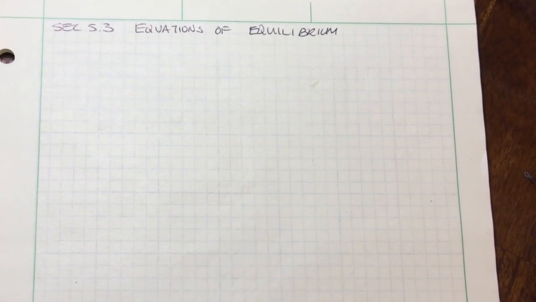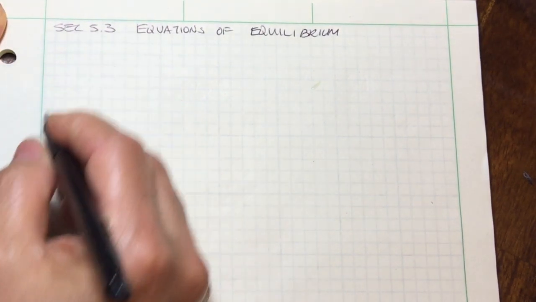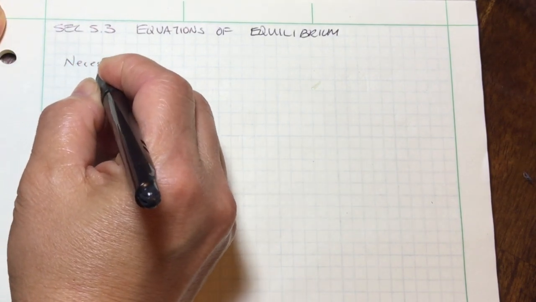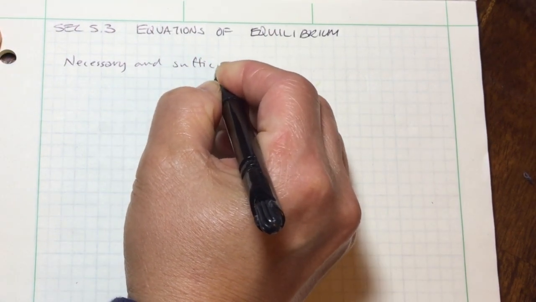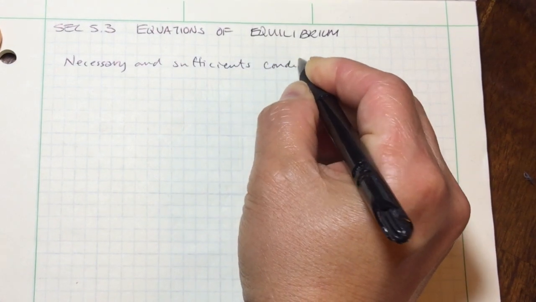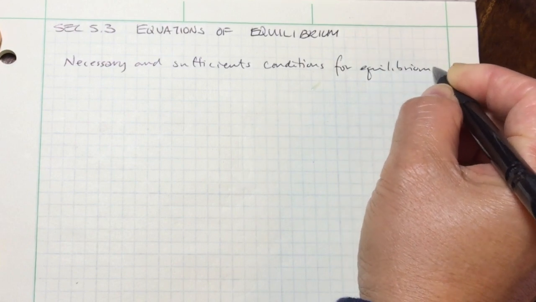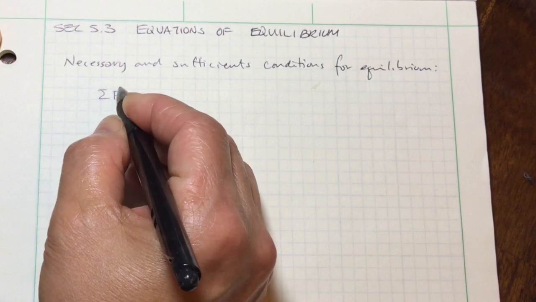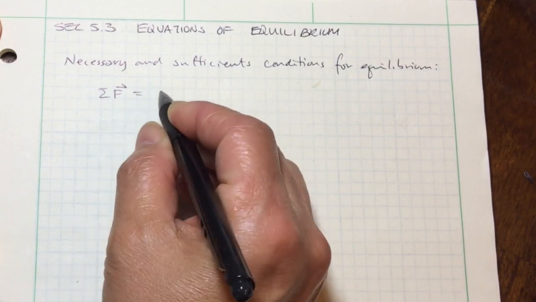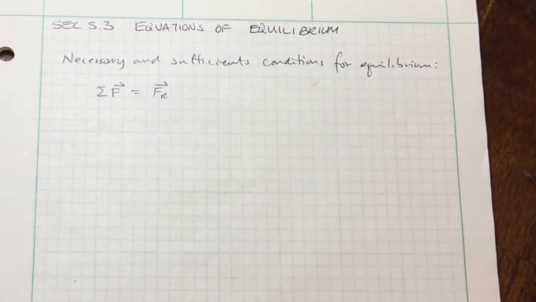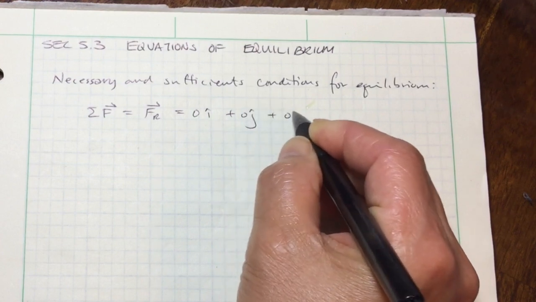Section 5.3, Equations of Equilibrium. So previously we stated that the necessary and sufficient conditions for equilibrium require that the sum of the forces subjected to that free body diagram would result in a force that has a component of 0i plus 0j plus 0k.